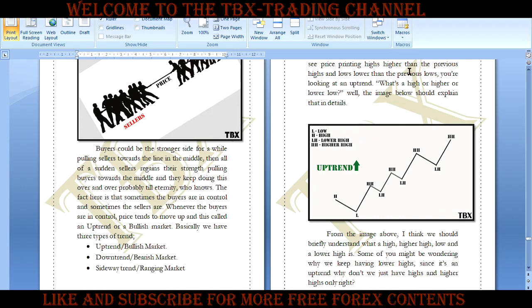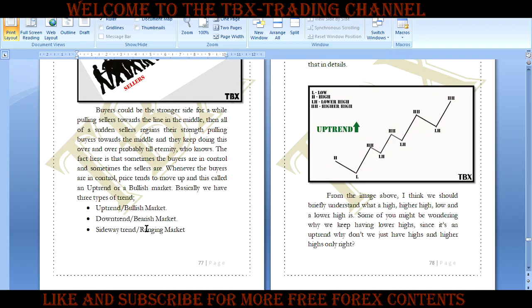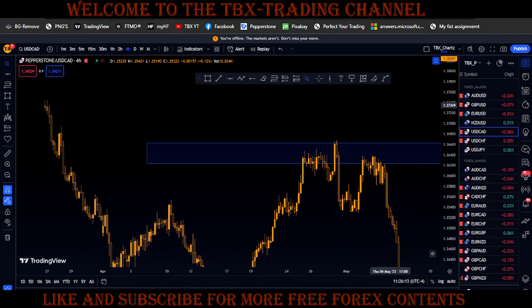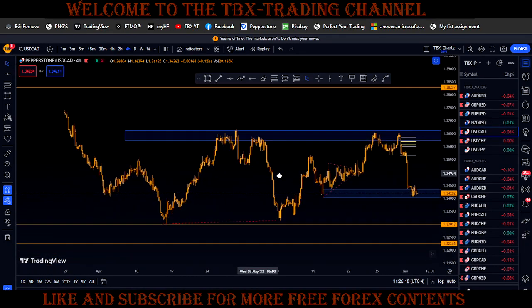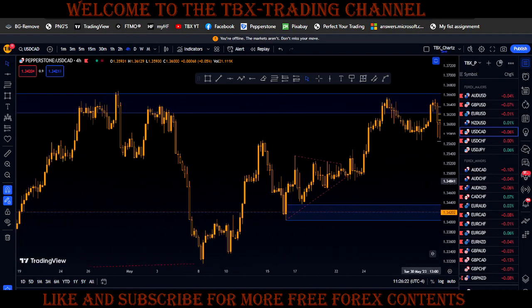So we have three major types of trend: the uptrend, the downtrend, and the sideways trend. The uptrend is when price is creating higher highs and higher lows. Don't worry, everything is going to make sense very soon. So when price is creating higher highs and higher lows, you say it's an uptrend.